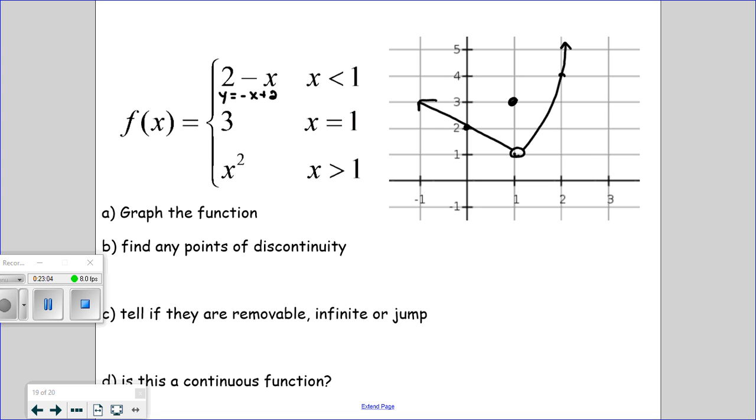There's your 3 pieces. Graph the function as part A, find any points of discontinuity. We have a discontinuity happening at x equals 1. Our type of discontinuity, what would you call that one? Removable. A removable discontinuity at x equals 1. The limit and the function value don't match. Oh, I guess I answered the next question. Removable. And is this a continuous function? No, not if we have a discontinuity.